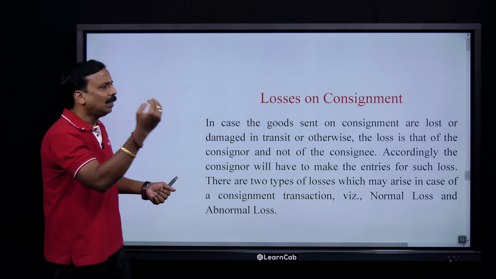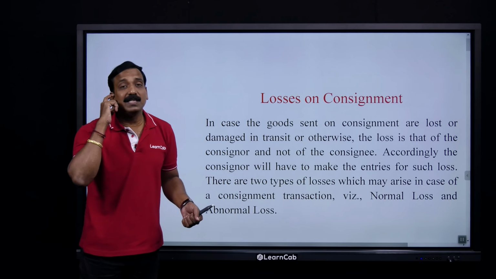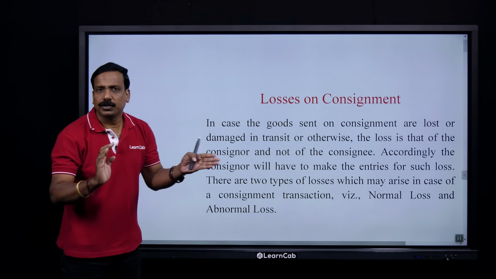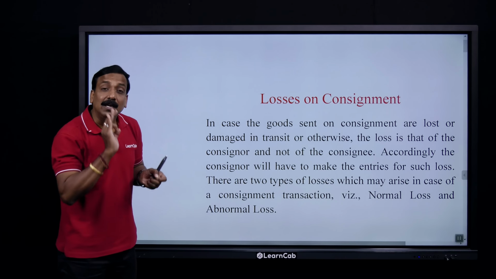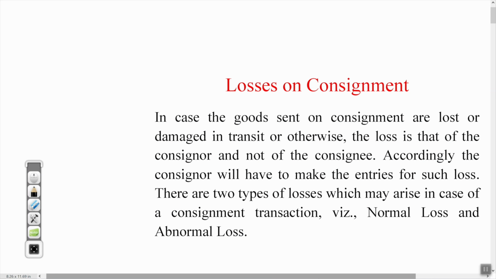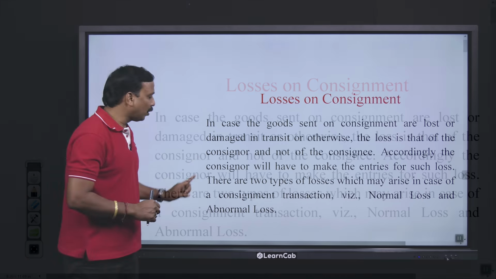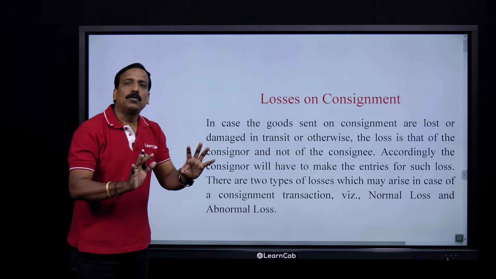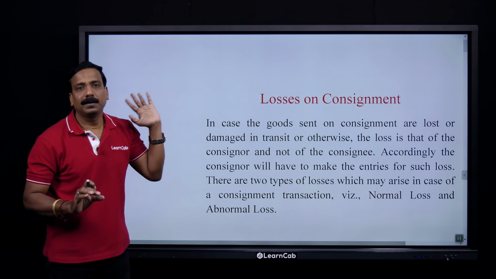Let's say, for example, on the way some accident happened, in transit some accident happened, there is a fire, there is a breakage, any kind of losses will be borne by the consignor only. The consignee has nothing to do with the losses. But the treatment of losses is slightly differentiated, based on what kind of loss it is. Is it a normal loss or an abnormal loss? Any loss, no doubt, is to the account of the consignor.